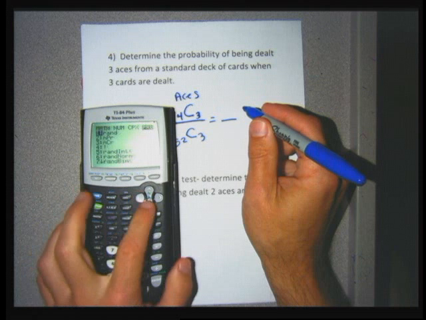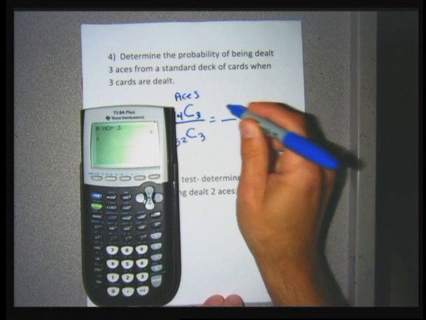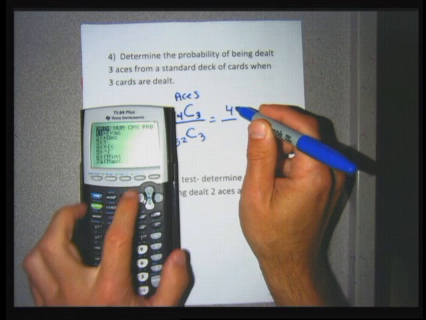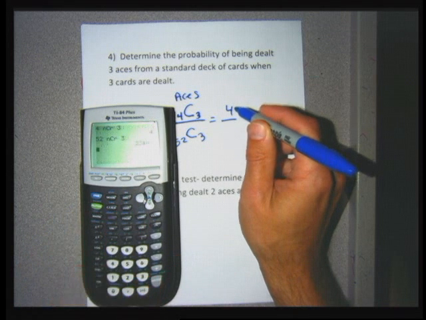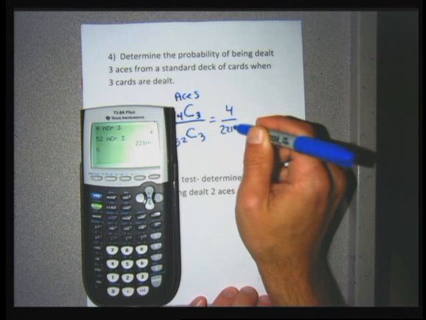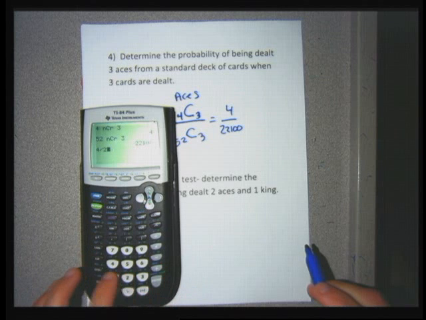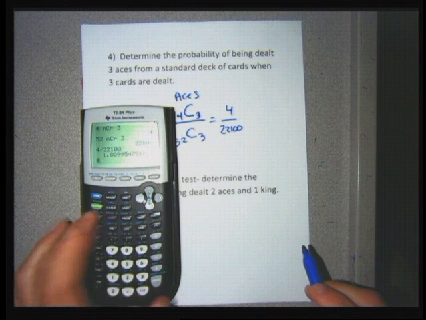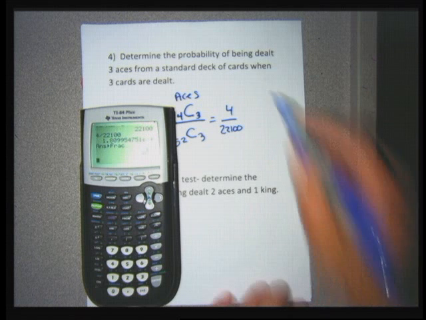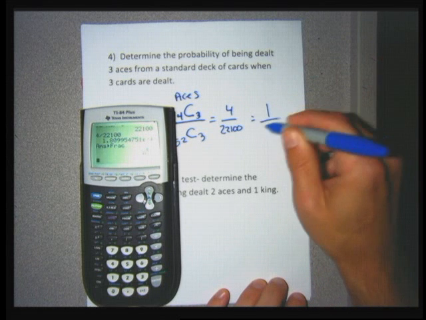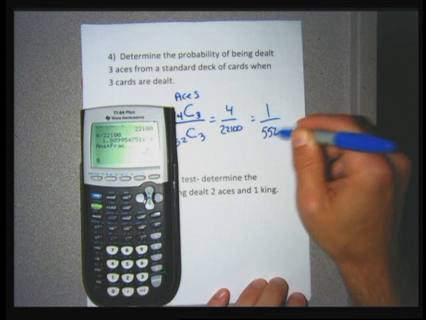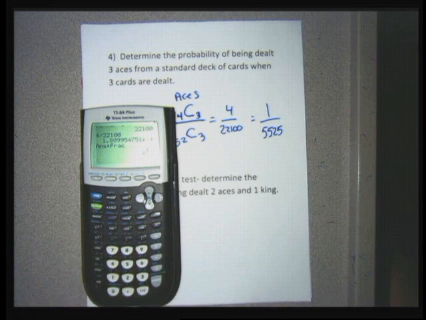So when I do 4 choose 3, I get 4. When I do 52 choose 3, I get 22,100. Even though I could reduce this probably quite nicely, I'm going to make my calculator do it. 4 divided by 22,100. Math, enter, enter. Oh, my calculator actually was able to reduce that. So I'm always going to attempt to give a fraction answer. If my calculator can't make the decimal into a fraction, I'll give the decimal answer, round to 3 decimals, unless those 3 decimals have just zeros in them, and then I'll go till I get a number.